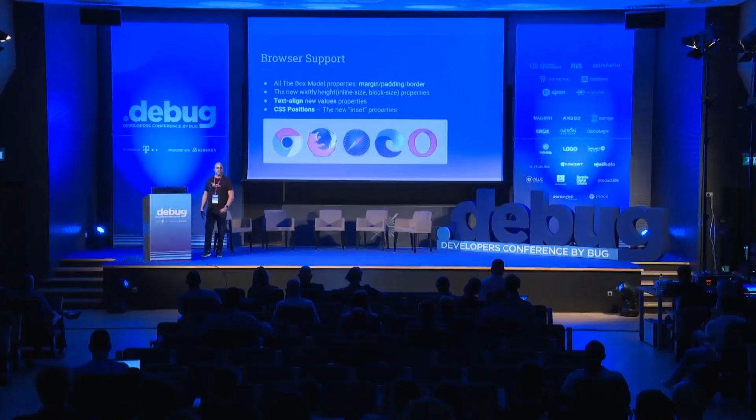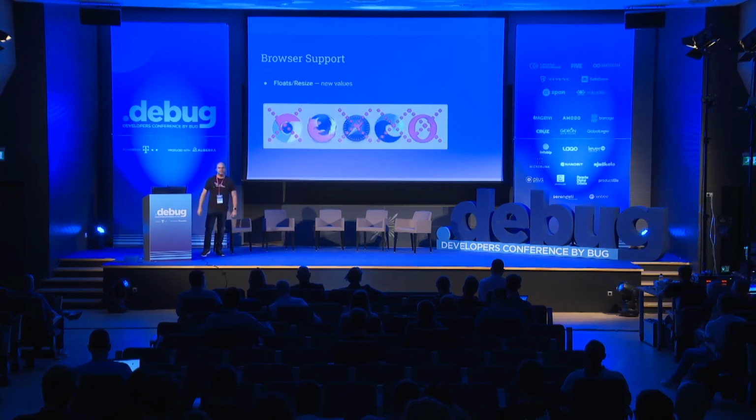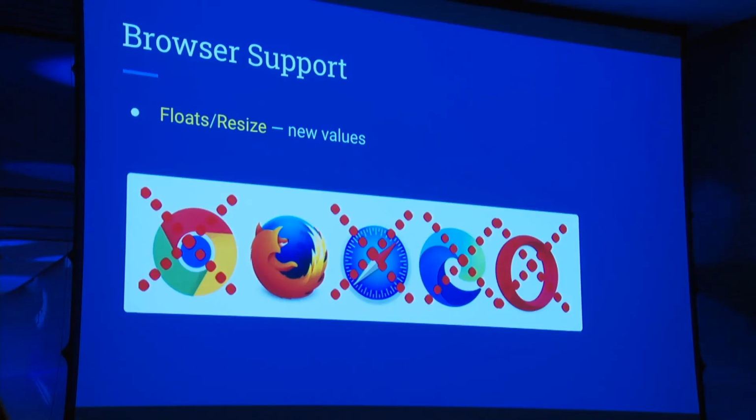And let's talk about the browser support. Surprisingly, almost all the main features are supported in all the main browsers. All the logical box model properties, all the new size properties, the new values of text align, and even the inset property for CSS positions, all of them are supported in all the new browsers that are being updated. The last one was just updated in the last Safari version, and this is really good news. But we have some small bad news, because the new values of the float property and the resize property are supported only in Firefox.